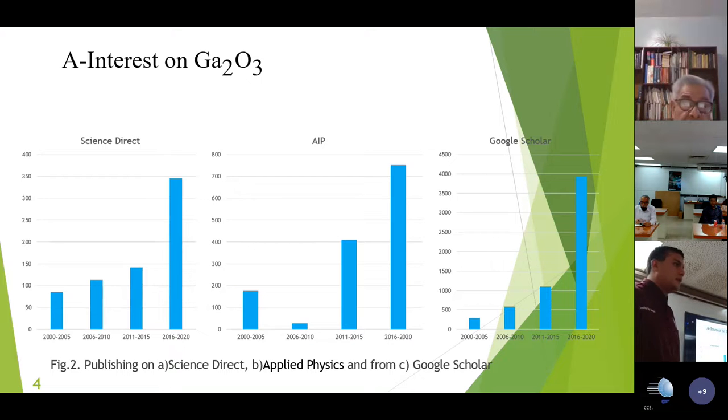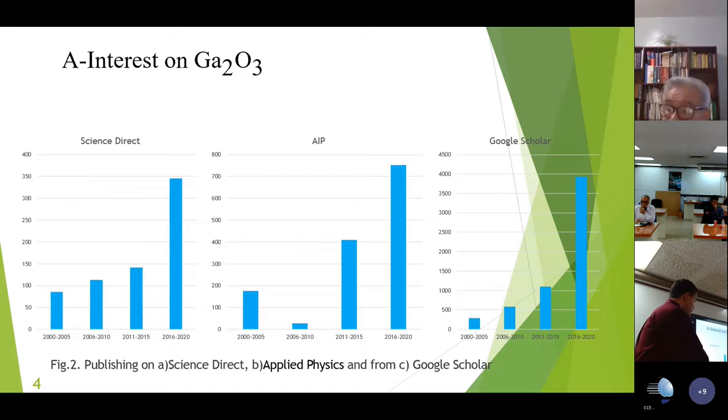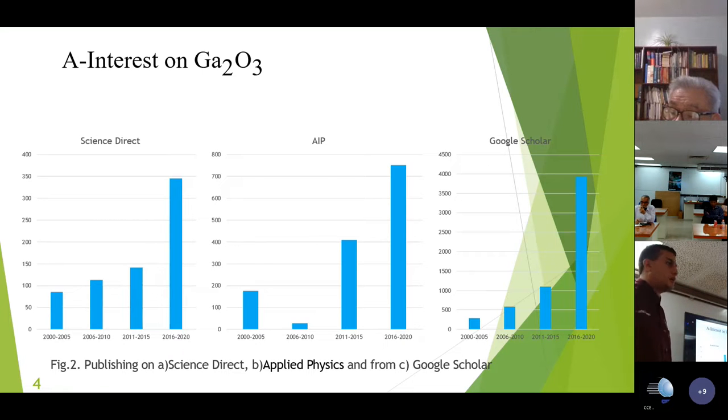This material has gotten more interest in recent years, and to prove this, I have made a compilation of publications done by two journals and Google Scholar. So this is a simple graph. We have four time spans, and what I wanted to show here is that in the recent years, in this case from 2016 to 2020, we have an increase in the use of this material.